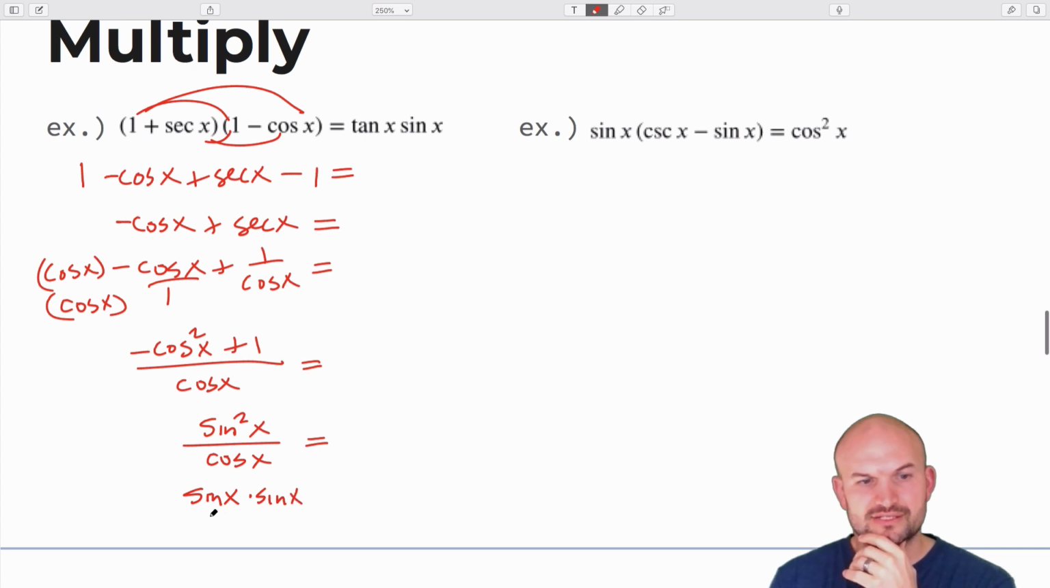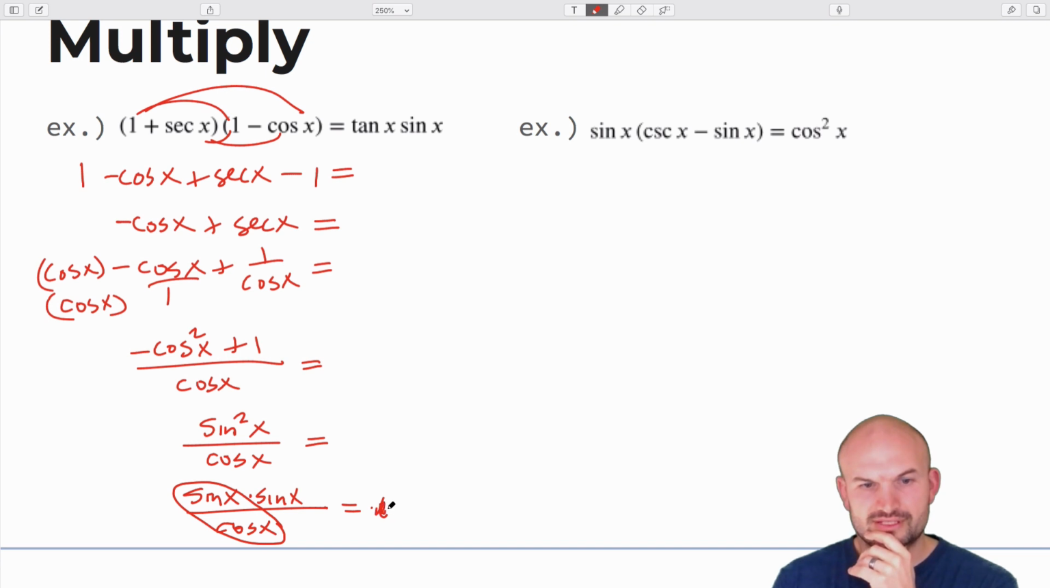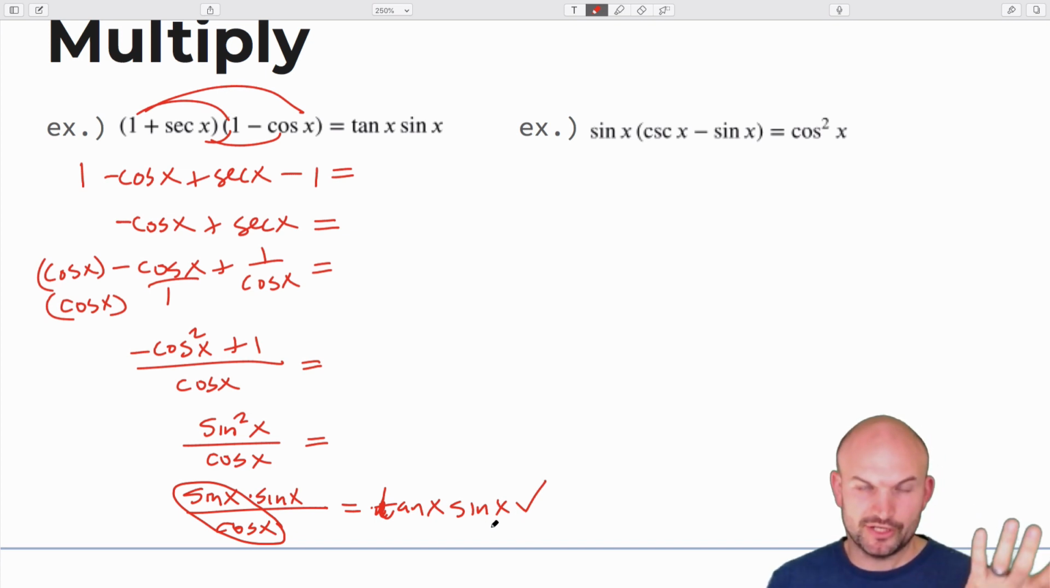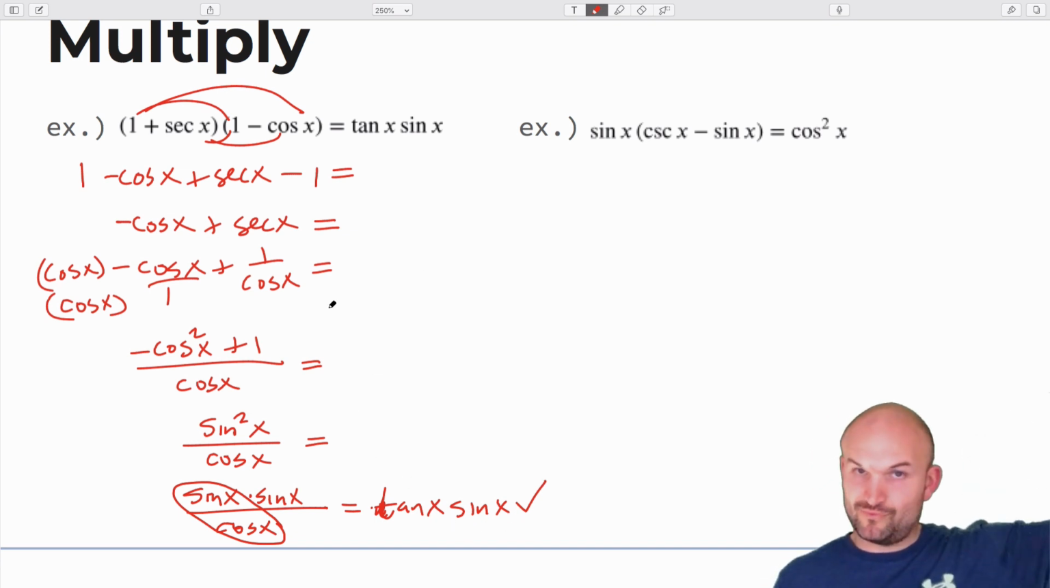I'm running out of space, all over cosine of x. And again, we want that tangent, right? So then we can just kind of group that. So therefore, that is equal to a tangent of x times a sine of x. And there you go. So you can see how that kind of works in there.